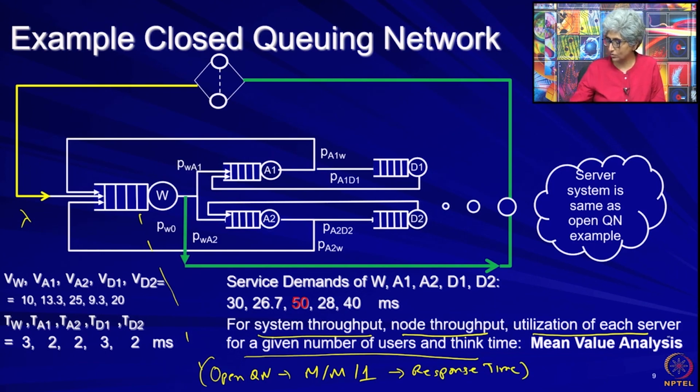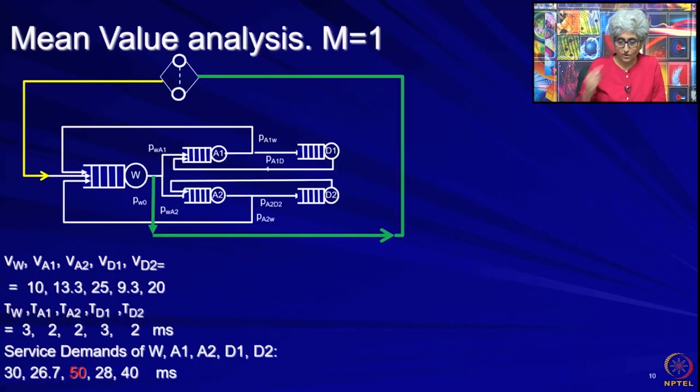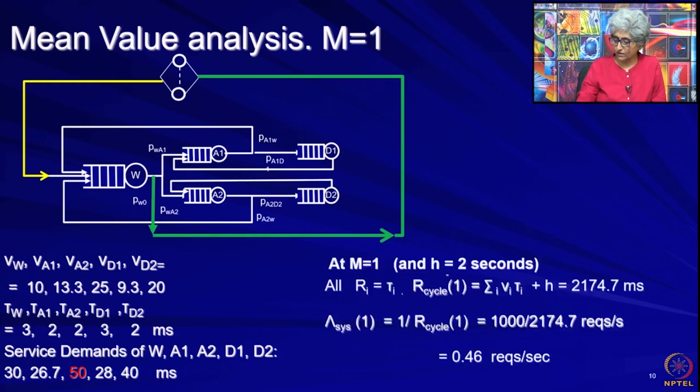We know that for closed queuing network, to answer all these questions we need to do mean value analysis. Let us start at m equal to 1; at m equal to 0 everything is just 0. At m equal to 1, with the think time as given, let us assume this is a parameter that is also given as 2 seconds.